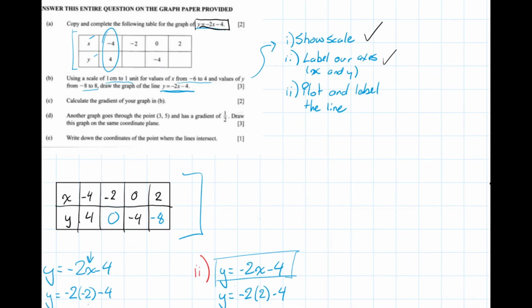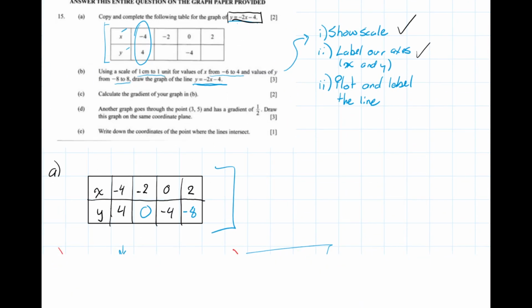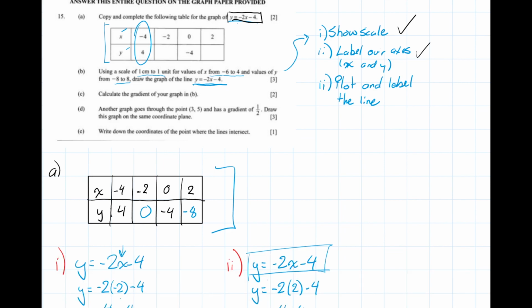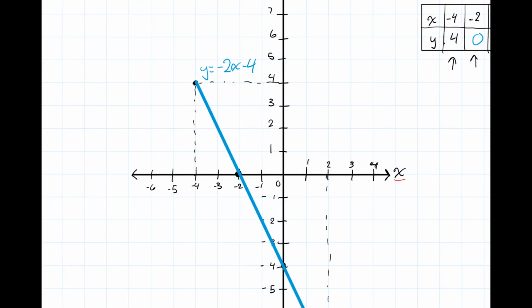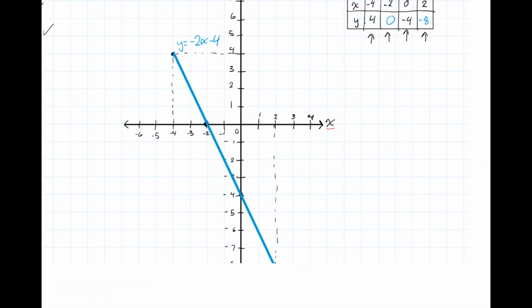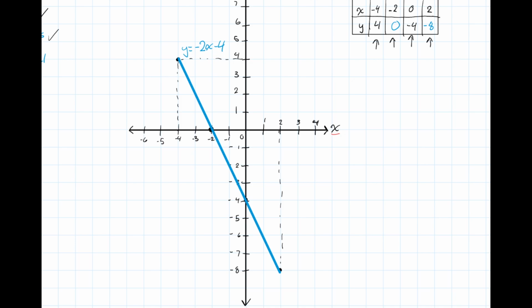So now it goes on to say, calculate the gradient. This is part C. Calculate the gradient of your graph in B. When we look at gradient, I'll show you guys from the graph, what we're really looking at is the slope of the graph, like how steep it is.